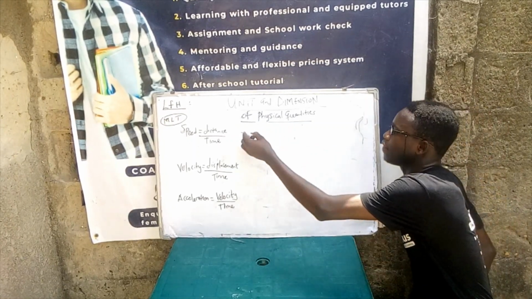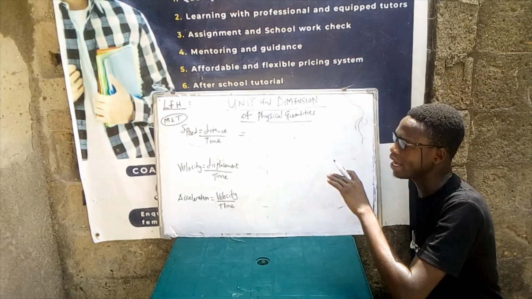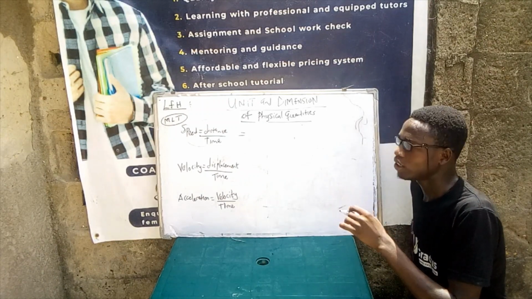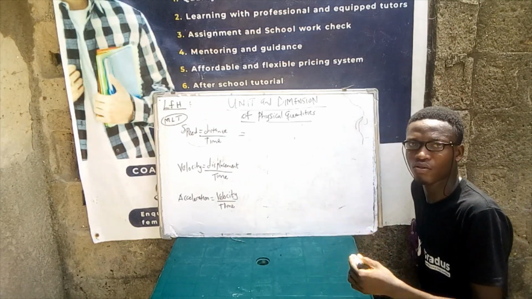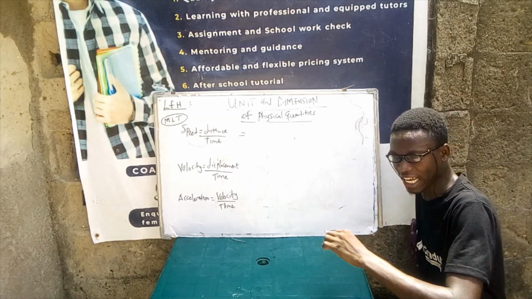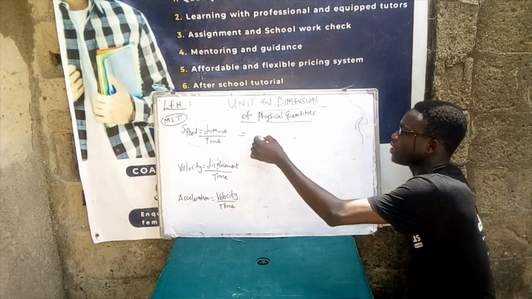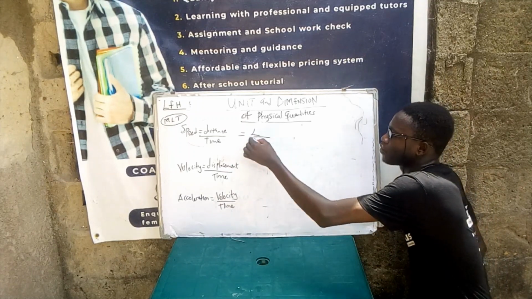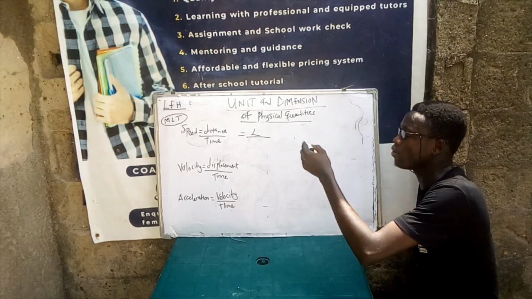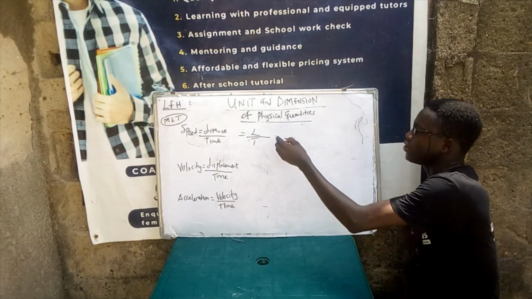Now distance does not look like MLT, but which of the three do you think it is represented by? Distance is the gap between two points. So it can't be mass, it can't be time, but it can be length, because length is a measurement from one place to another. So distance can be configured as length. You have transformed distance to length. Then time is already part of our MLT, so that's T. So this is the dimension.